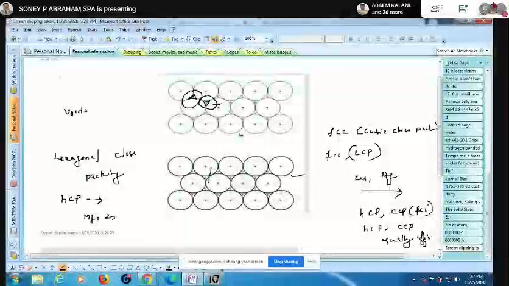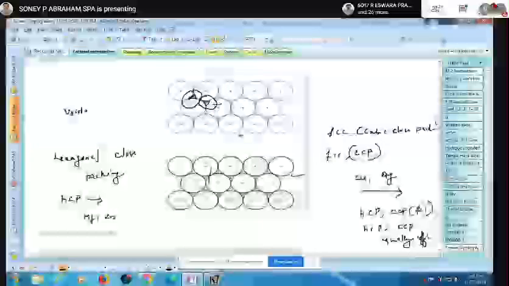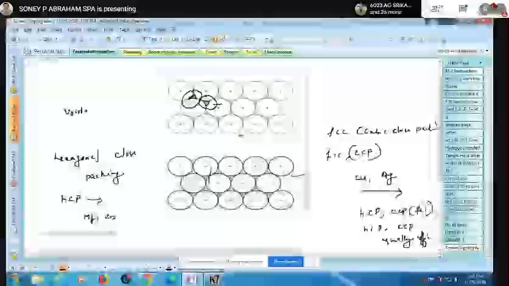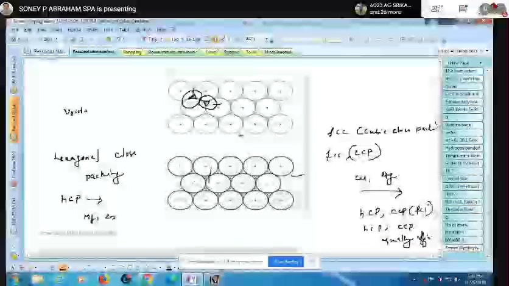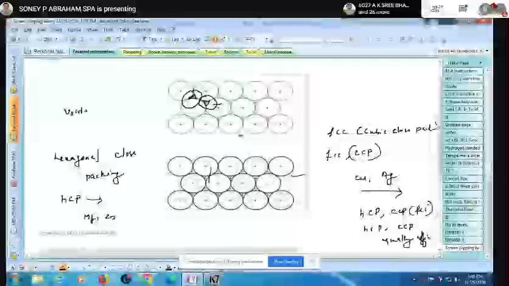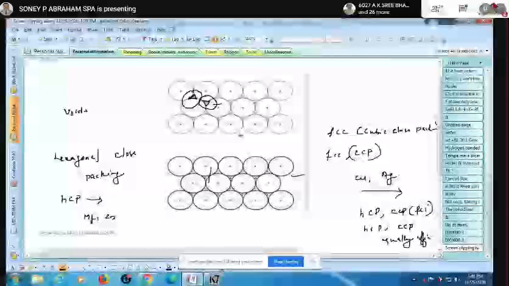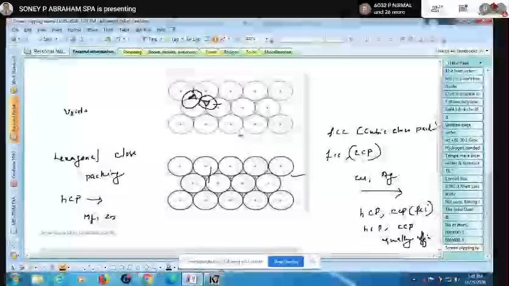In hexagonal close packing structure, every third layer will align with the first layer. And in FCC or cubic close packing structure, every fourth layer will align with the first layer. That is the difference between these two.